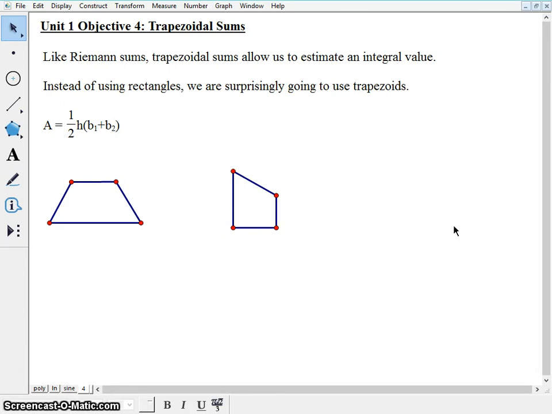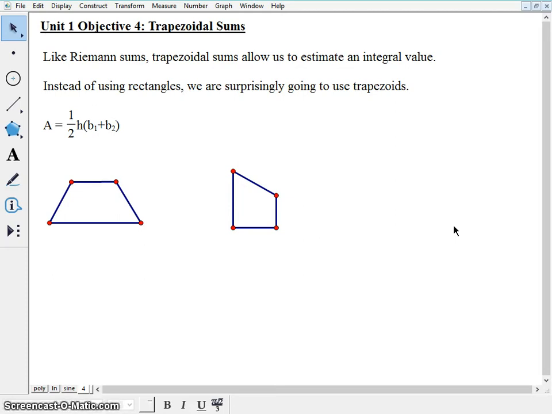But in calculus, I think it's better to do it 1/2 times height times base 1 plus base 2, because a lot of times we're going to be able to factor stuff out and not have to worry about it too much. But all of those things are the same. As long as you know how to find the area of a trapezoid, you're going to be okay.